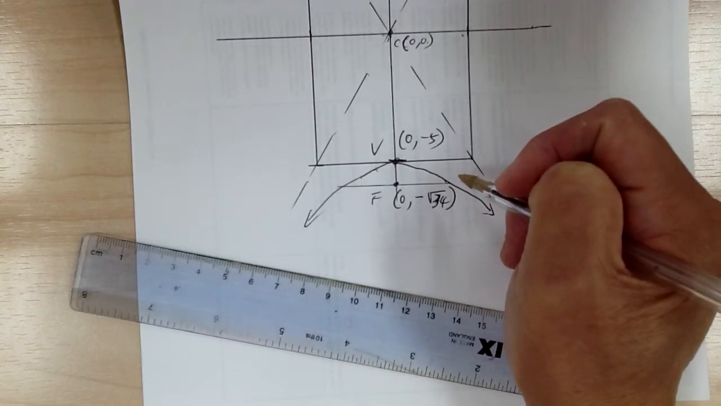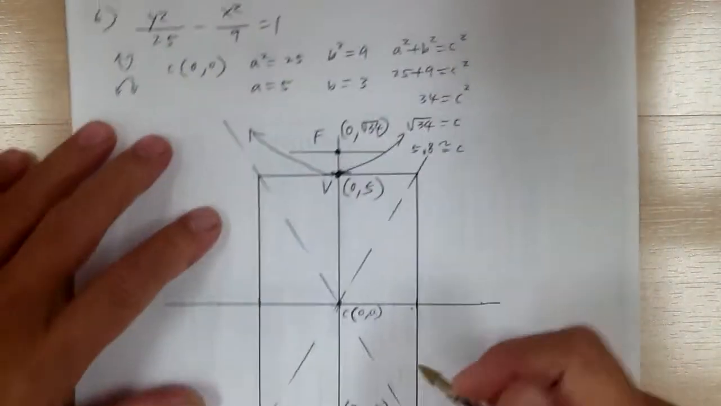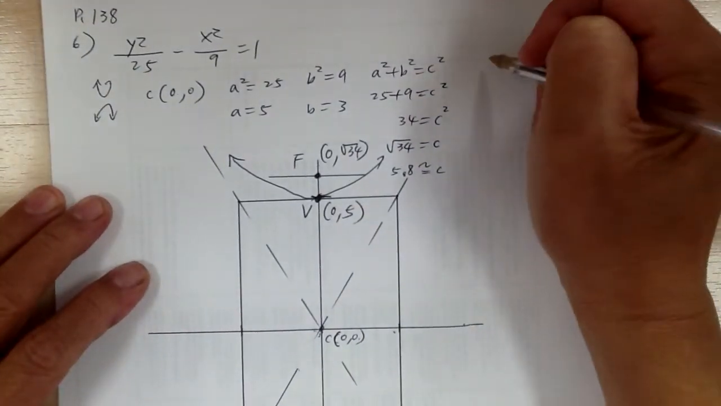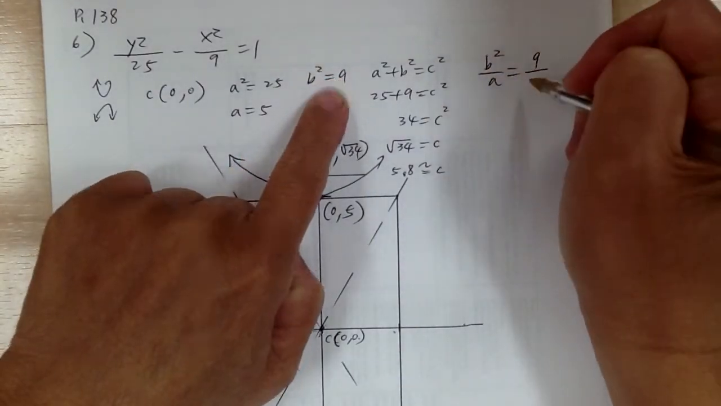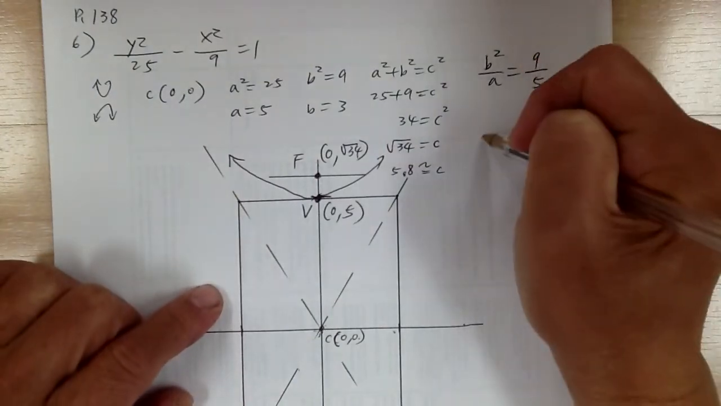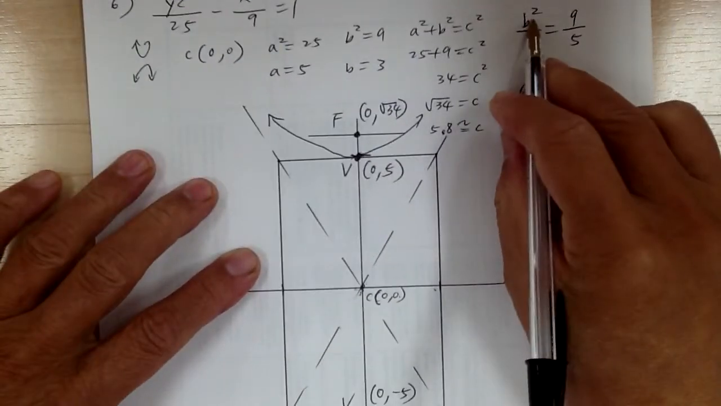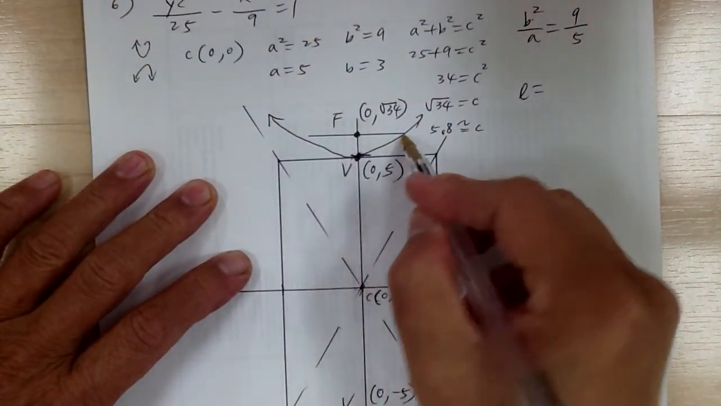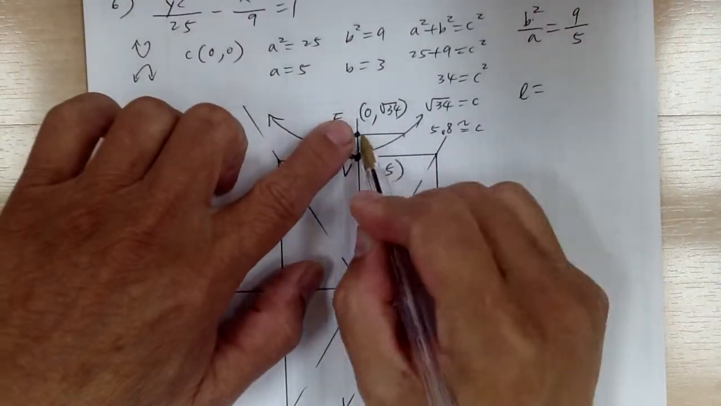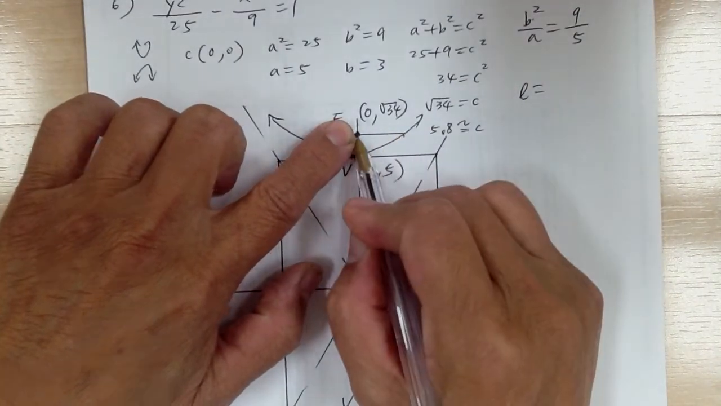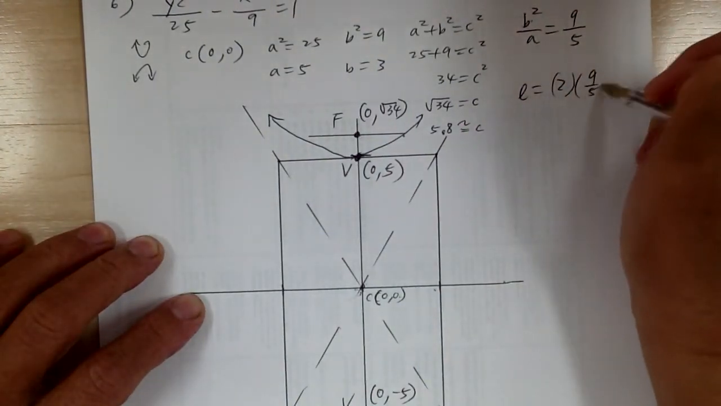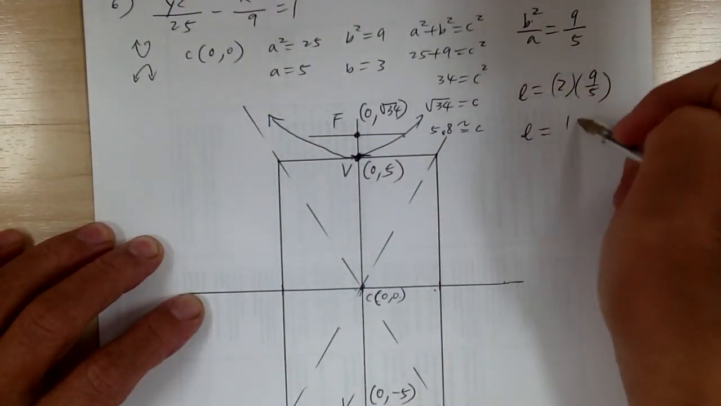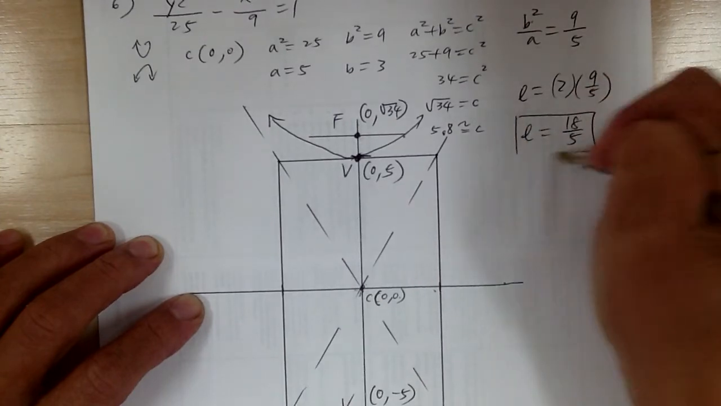And then after that, you need to go ahead and find the length. So go back over here, do the b squared over a. So b squared is 9, over a is 5. So the length is twice that. Again, b squared over a is only from the focus to the graph. So for the length, just double that. So the length would be equal to 18 over 5.